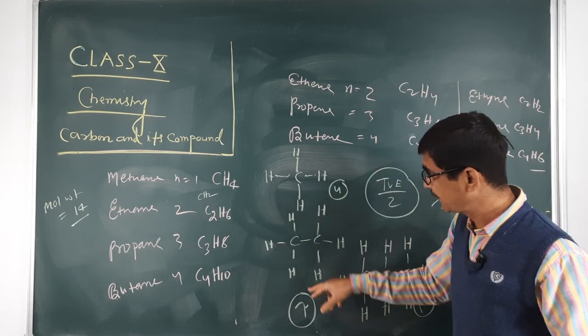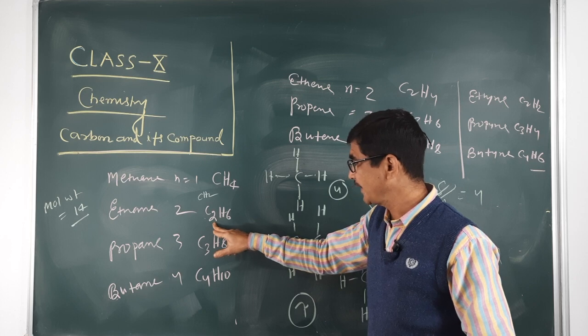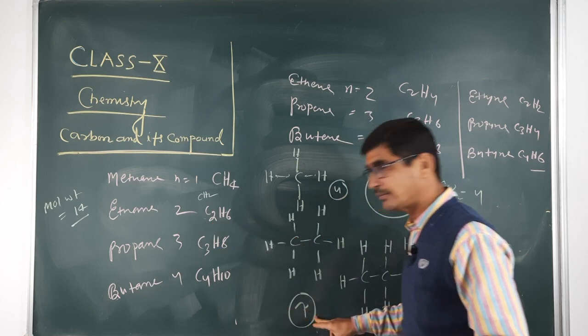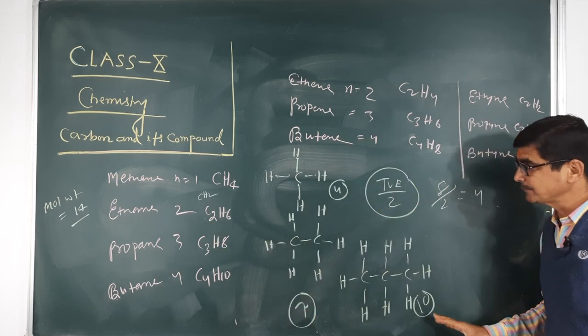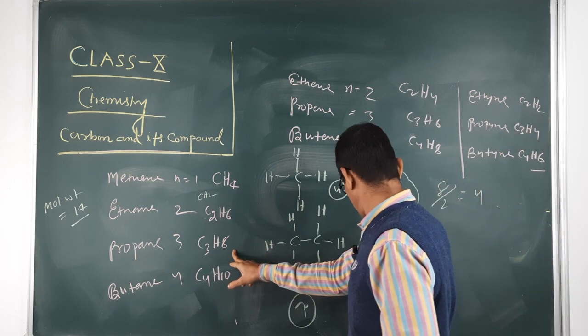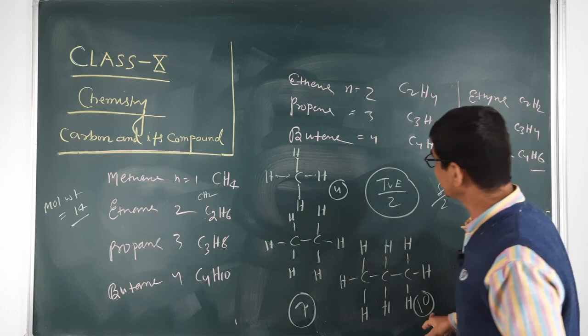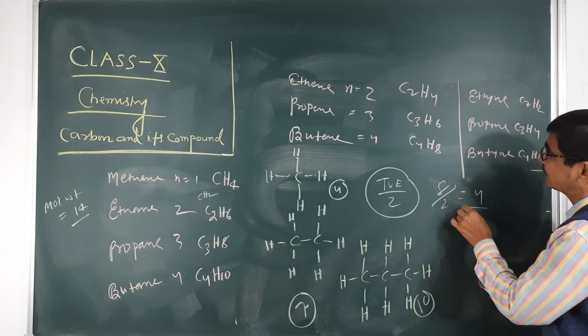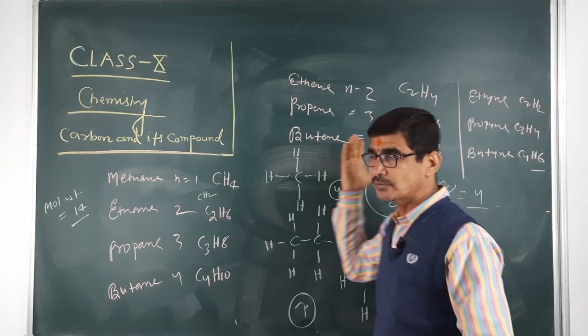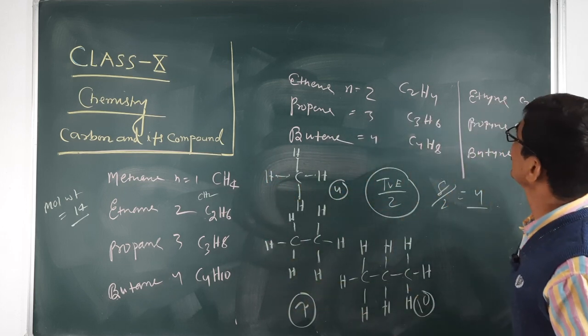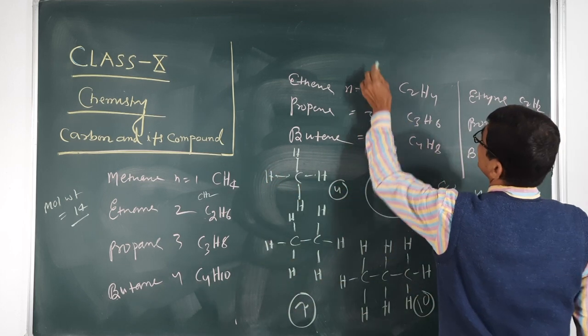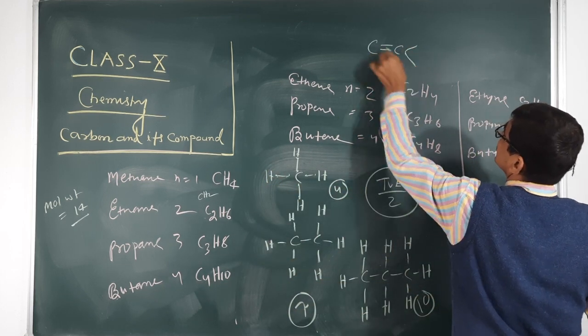In the case of ethane, 4 times 2 is 8, and 6, that is 14. 14 by 2 means 7. In a similar manner, 20 in the case of propane, so 20 by 2 is 10. So this is another way for calculating the number of covalent bonds. Now this is applied in the case of alkene and alkyne also. Now take one more example in the case of alkene. This is the structure of the alkene.